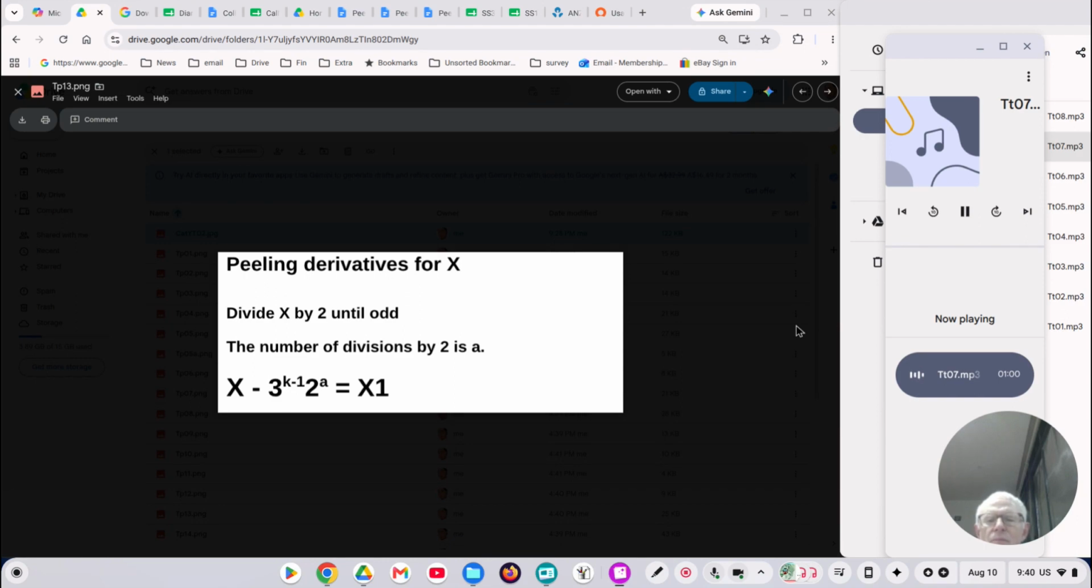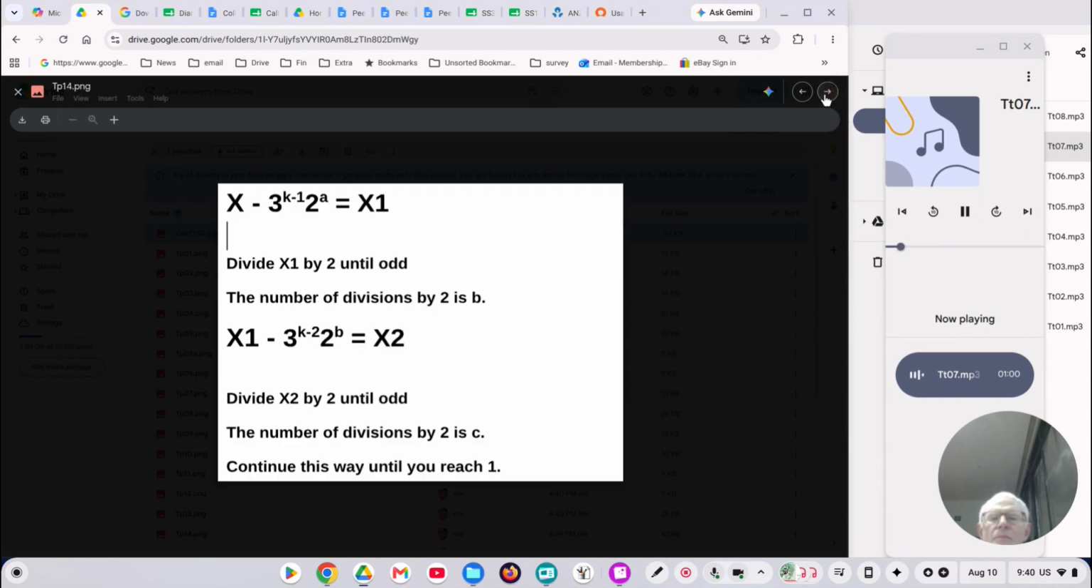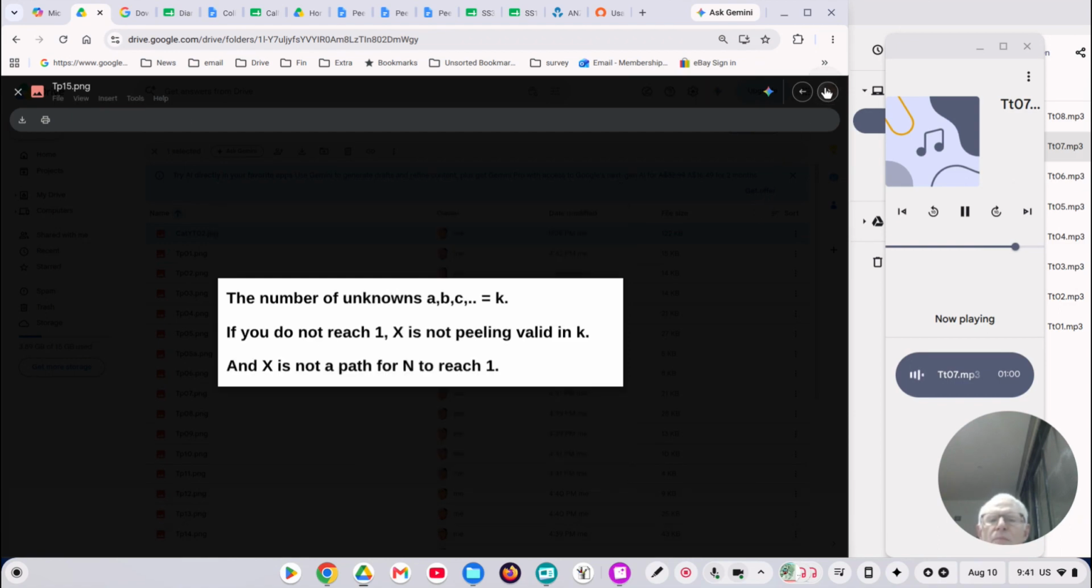Subtract 3 to the power of k minus 1 times 2 to the power of a from x and call this x1. Now divide x1 by 2 until odd. Call the number of divisions by 2 b. Subtract 3 to the power of k minus 2 times 2 to the power of b from x1 and repeat the process. The number of unknowns is equal to k, and for x to be valid for k, you must end up dividing by 2 to get 1. Now if x is valid in k, then t is the correct value for n, and the values of a plus 1, b plus 1, etc. are the positions of the S steps in the path to reach 1. And this path has t number of steps, so fill in the other steps with D.